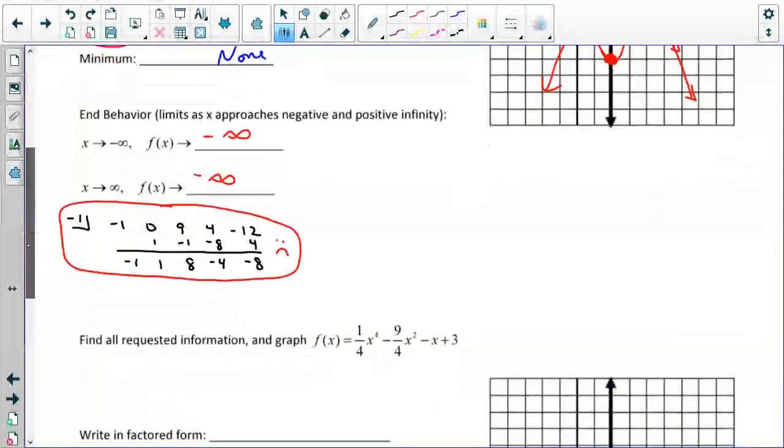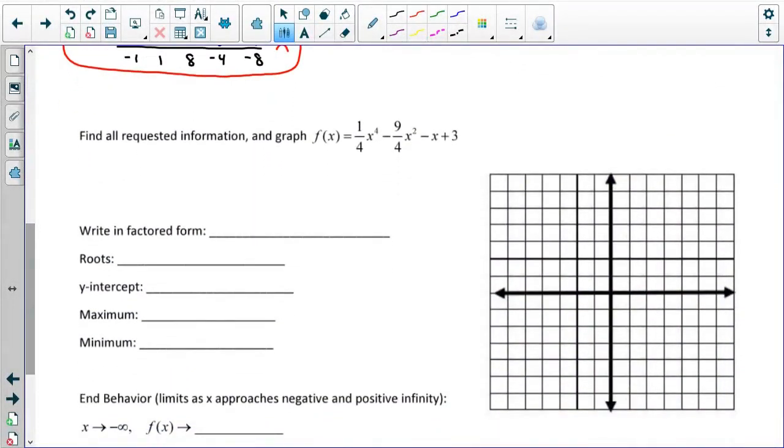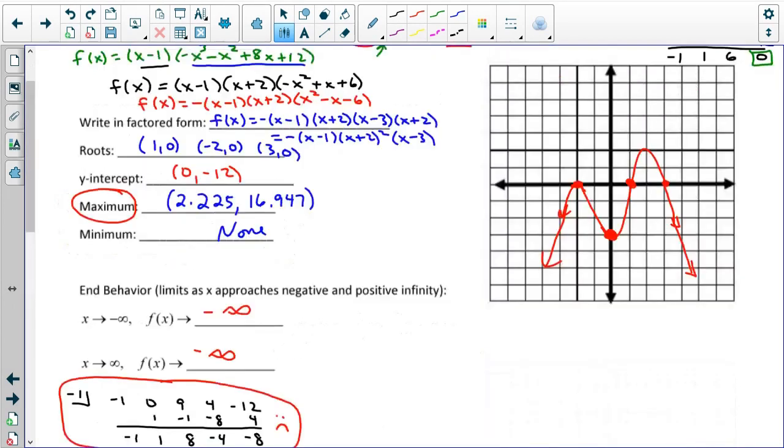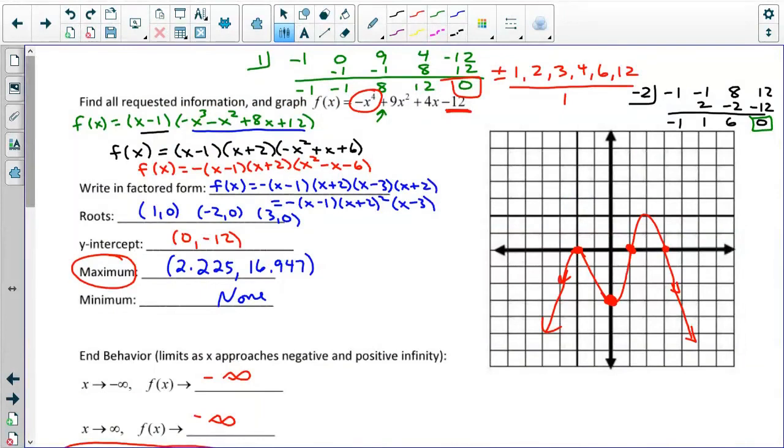Okay, last problem. Well, the first thing I'm going to do is I don't like this 1/4, so I'm going to factor out a 1/4. I get x to the 4th minus 9x squared minus 4x plus 12. If I take a close look at that and I look at the previous problem, if I factored out a negative at the beginning, it would be x to the 4th minus 9x squared minus 4x plus 12. Well, those look really, really similar.